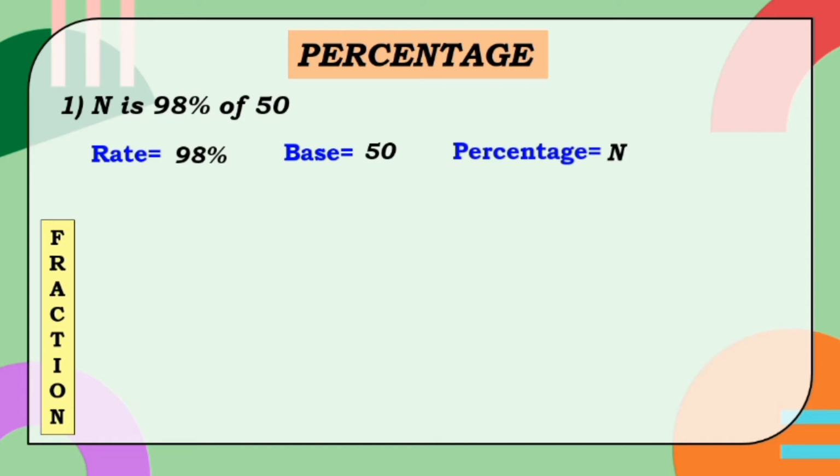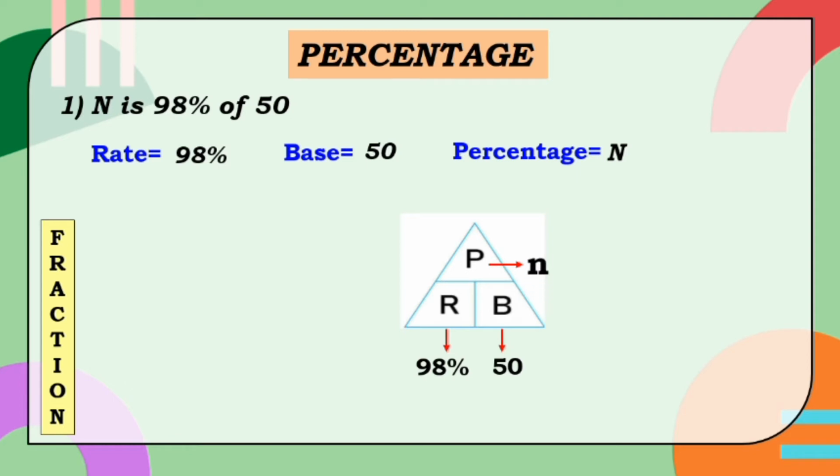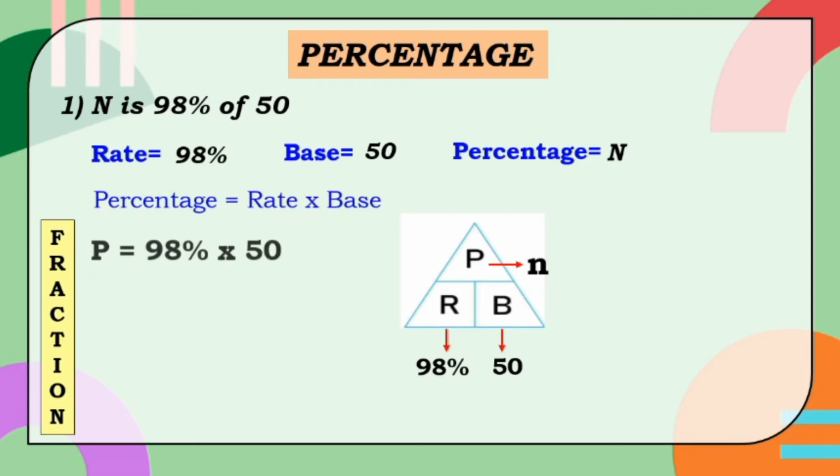N is the percentage, meaning ang nawawala ay percentage. Using Tatian's triangle, R is 98%, B is 50, P is N. Kapag nawawala ang percentage, ang nasa baba ay magkatabing rate at base. So, imumultiply lang natin sila. So, the formula is percentage equals rate times base. Let P be the percentage. So, P equals 98% times 50.